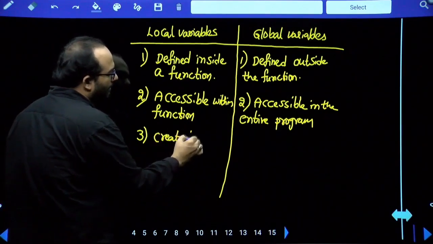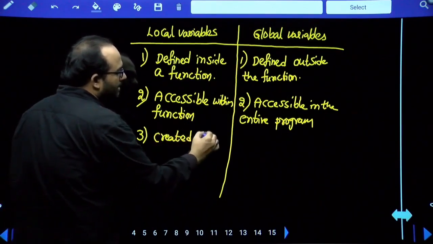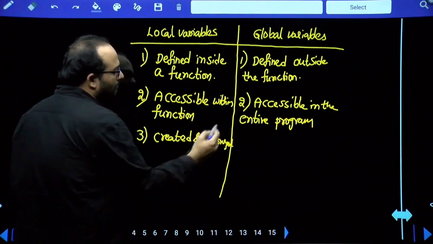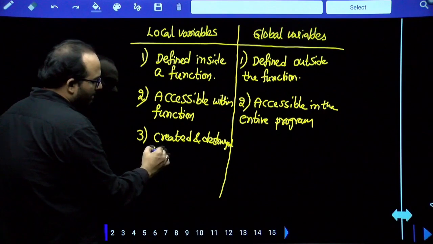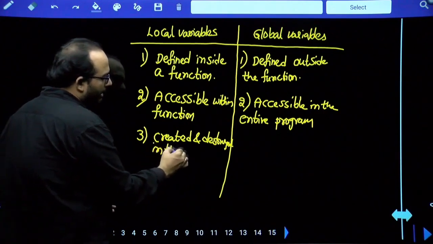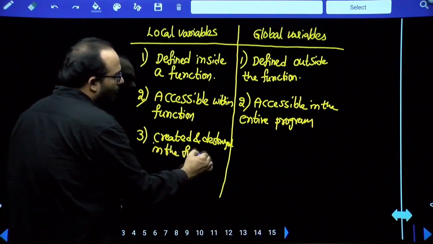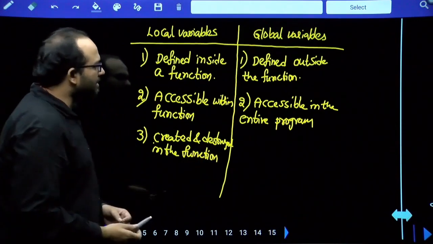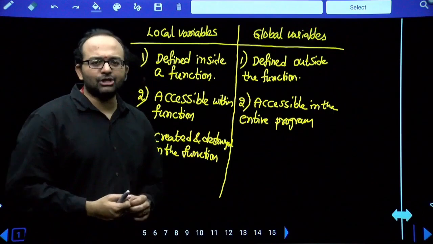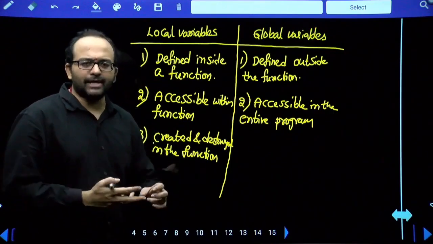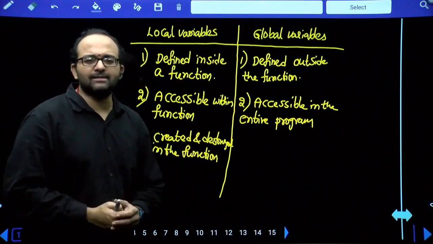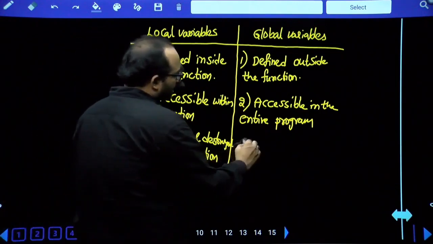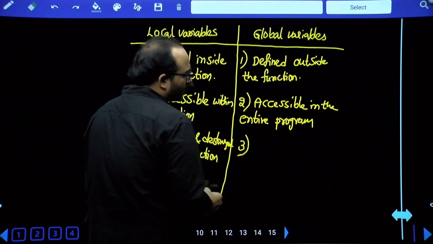Created and destroyed in the function. So we are basically creating the local variable inside the function, and it is going to be destroyed once the function execution is over. Yes or no?